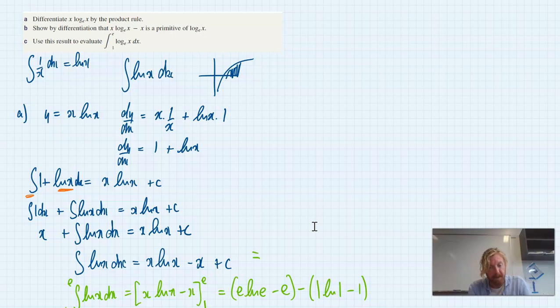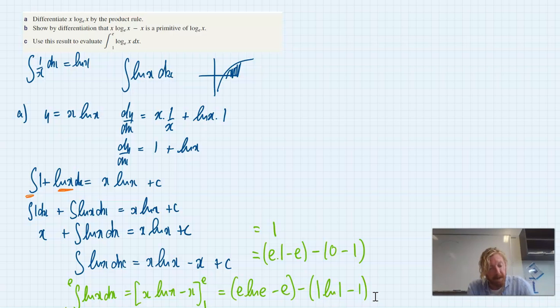Now that is equal to E ln E. E to the power of what is E? That's 1. So it's E times 1 minus E, minus ln 1. E to the power of what is 1? That's 0. 0 minus 1 equals E minus E is 0, minus 1. 1. My God, that's amazing, isn't it?